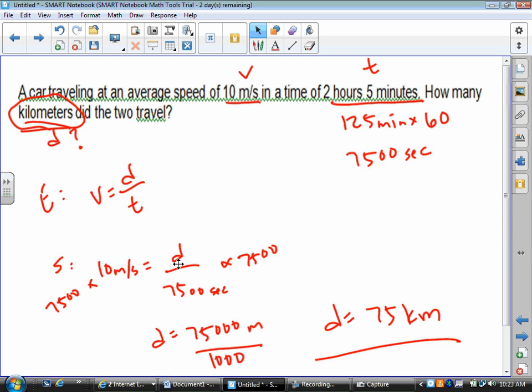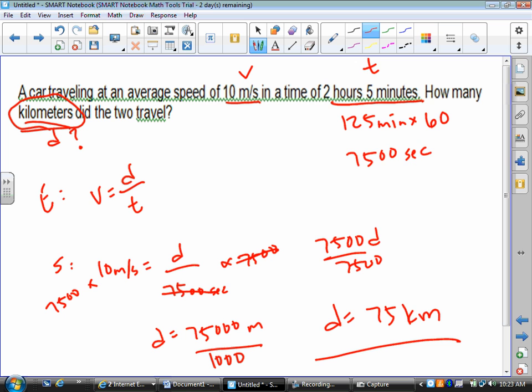Okay, well in this case, D is on the top, right? And we want it by itself. Right now it's being divided by this. So you multiply both sides by 7,500 because the 7,500 will cancel. What happens is when you multiply by 7,500, this ends up being 7,500D over 7,500, right? Because this times this is over that, and then they cancel. So that's what I was doing there. Okay?